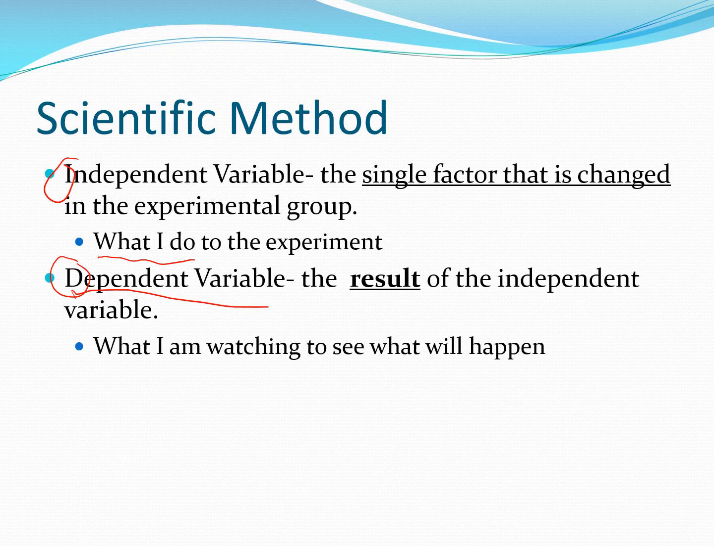So the independent variable, again, starts with the letter I. So you can think of the independent variable as being what I do to the experiment, or you can also think of it as being the number one. It's the one thing you're changing in the experiment. The dependent variable is the result. It's the data you're gathering. It depends on the experiment itself.